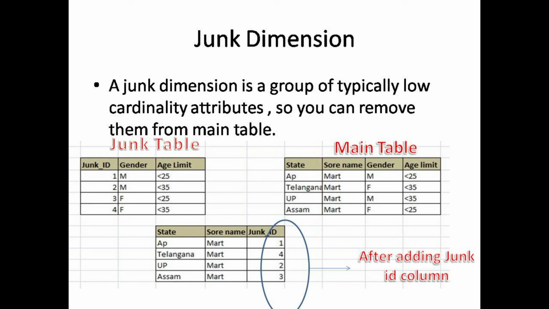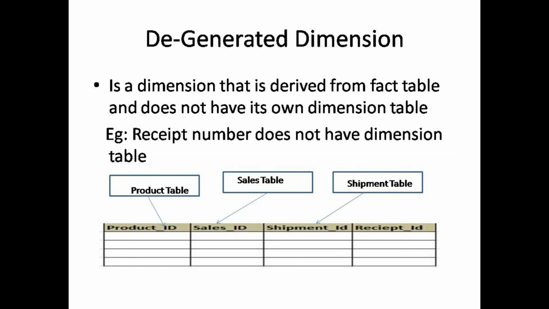So what is junk dimension? A junk dimension is a group of typically low cardinality attributes. Next one, degenerate dimension. What is degenerate dimension? Degenerate dimension is a dimension that is derived from a fact table and does not have its own dimension table. Example, receipt number does not have a dimension table.